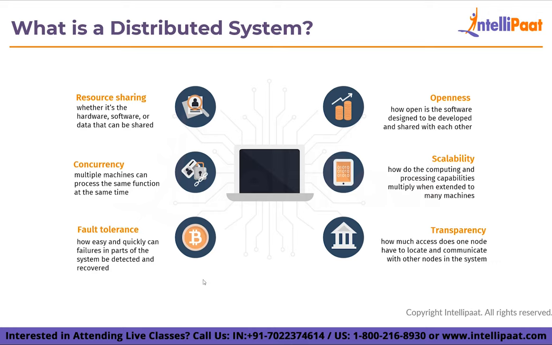And finally, we have transparency. Transparency here means how much access one node has to locate and communicate with other nodes in the system. So every node is treated as the same here. Every node is allowed access to whatever data, software, or hardware resource there is in the distributed network. So it has to be transparent.